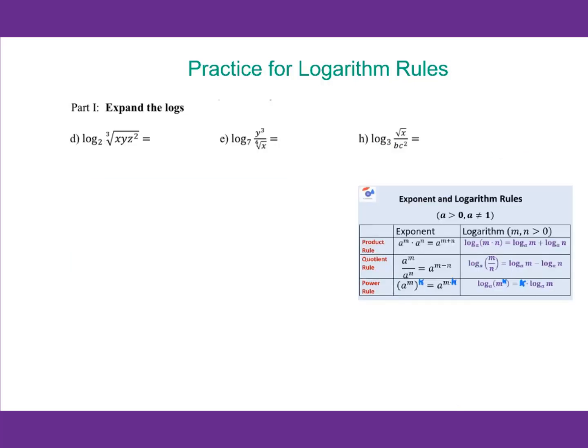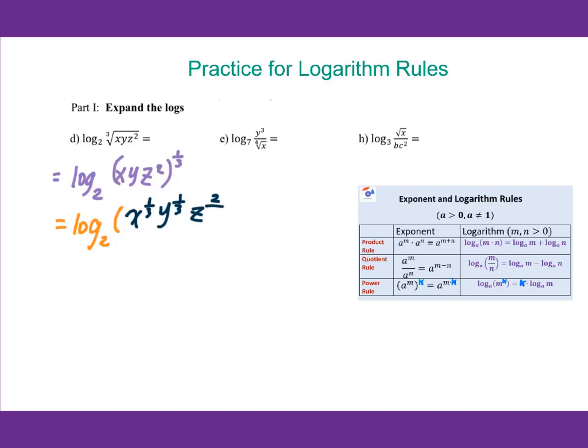Now let's go to D. You will get the log base 2. You change the argument into exponential form. So we got x, y, z squared, to the 1/3 power. Then power of a power, you will multiply the exponents. Therefore, we got x to the 1/3 power, y to the 1/3 power, z to the 2/3 power.